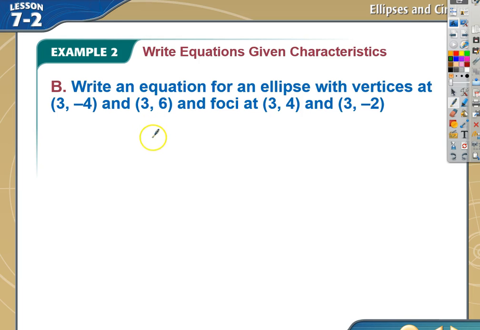So let's go ahead and graph all this stuff here. So here we go, 1, 2, 3, 1, 2, 3, 4. There's 1. 3, 6. 1, 2, 3, 6. Well, way up here. Okay, and then foci at 3, 4. So foci is at 3, 4. There's 1 foci. And at 3, -2.